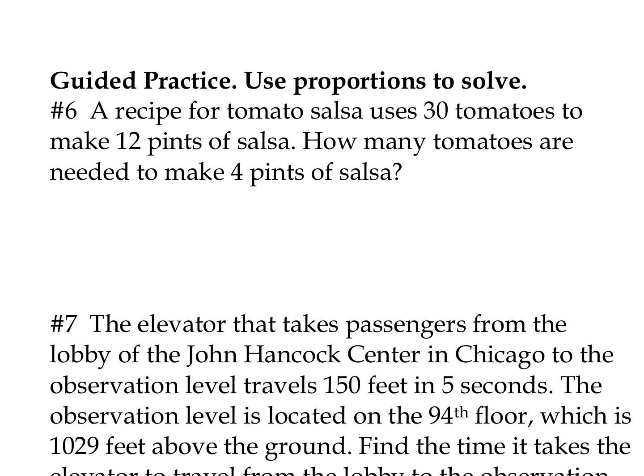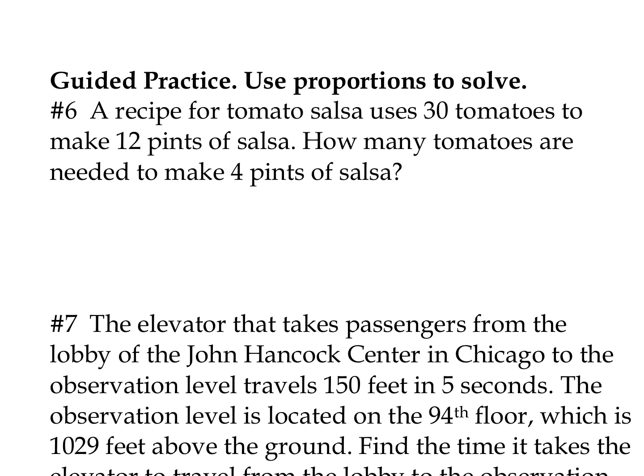Let's use some proportions to solve some application in real-world situations here. Okay, so number 6. A recipe of tomato salsa calls for 30 tomatoes to make 12 pints of salsa. How many tomatoes are needed to make 4 pints of salsa? So we want to write a ratio from our first situation. We're told here that 30 tomatoes to make 12 pints of salsa.